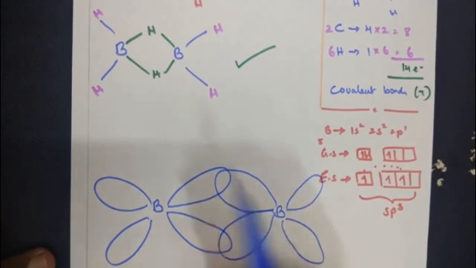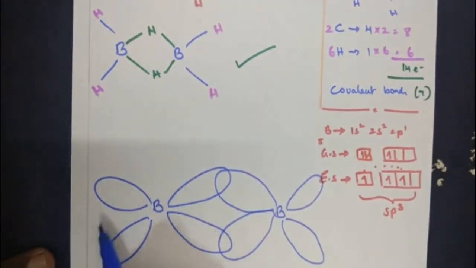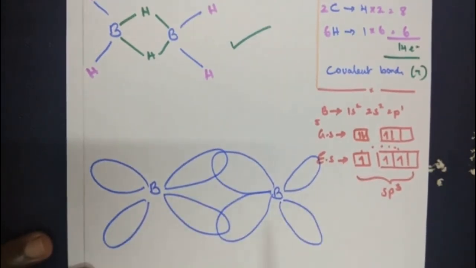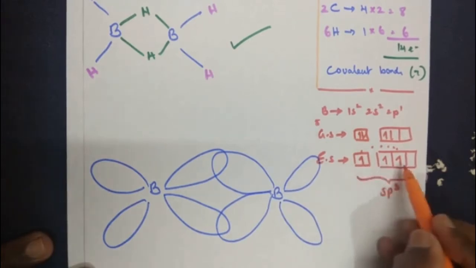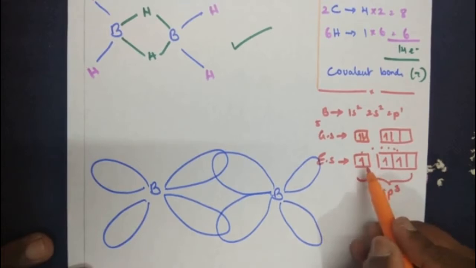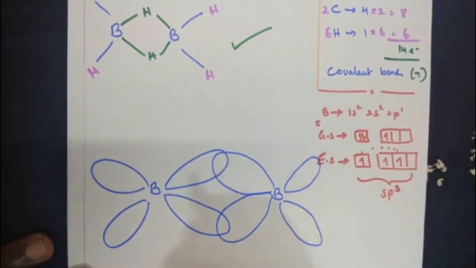So this is how the diagram looks. One boron makes the availability of 4 orbitals, similarly another boron. Now let's move on to filling in the electrons. Out of the 4, how many are half-filled orbitals? 3. So one boron has 3 half-filled orbitals and 1 empty orbital.